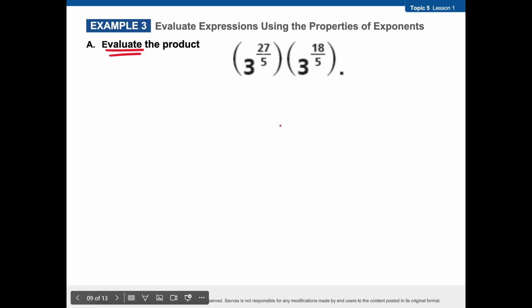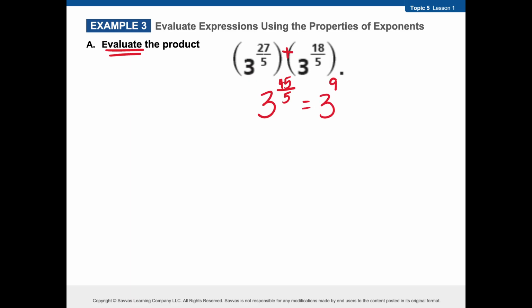Next, evaluate the product, which means I need a final answer. When you're multiplying and you have the same base, add your exponents. So 3 stays the same. I already have a common denominator, so 5 stays the same. 27 added to 18 would be 45. I can simplify that, make it 3 to the 9th.